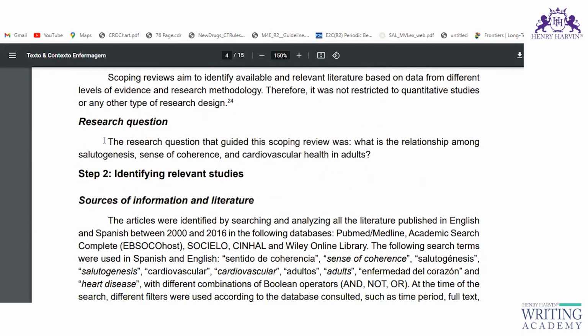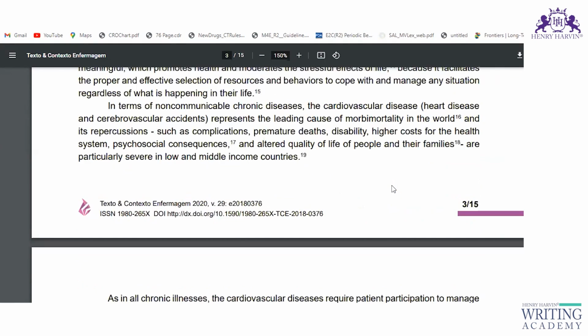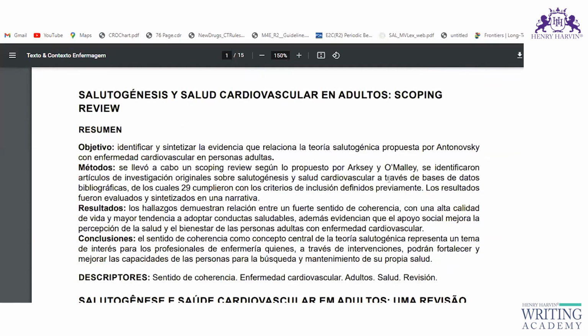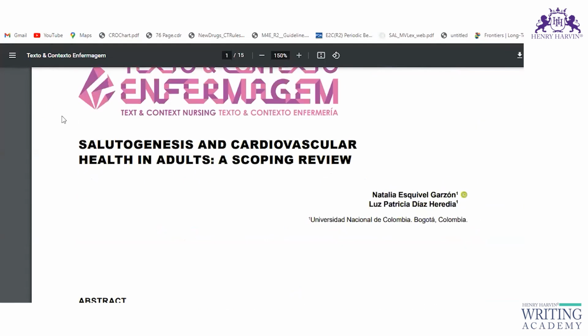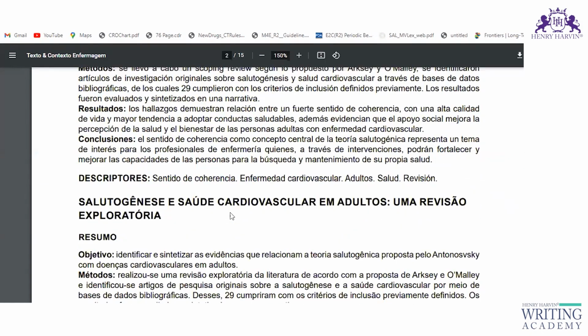So here the research question that guided this scoping review was, what is the relationship among salutogenesis, sense of coherence, and cardiovascular health in adults? So this is the research question here. Similarly, from the topic itself you can identify what the research question is. The topic indicates that this review is about setting up a relationship, how salutogenesis is related to cardiovascular health in adults. So similarly, the research question is defined here.